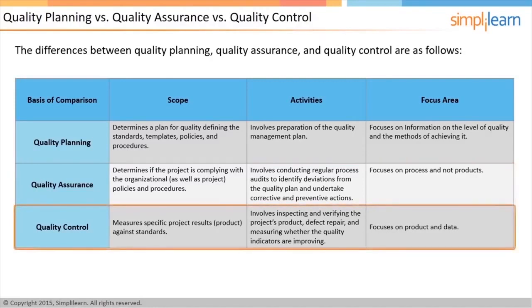The role of quality control is to measure specific project data or results against standards to inspect and verify the project's product, defect repair, and measure whether quality indicators are improving. Quality control is about the product and data.